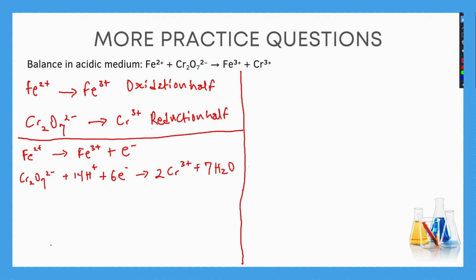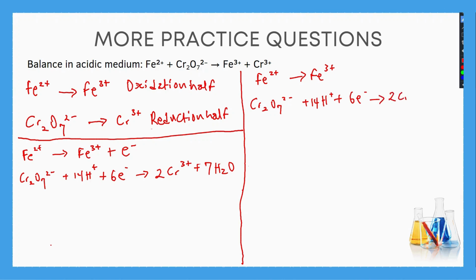So at this point we have our two equations, the first one being Fe2+ yielding Fe3+ plus e-, and the second one being Cr2O7 2- plus 14H+ plus 6e- yielding 2Cr3+ plus 7H2O. Now, at this point, we are multiplying to make the electrons equal in both half reactions. On this end, you can see we have 6 electrons, and on this end, we have just 1 electron. We want to make the electrons equal in the first equation and the second equation.